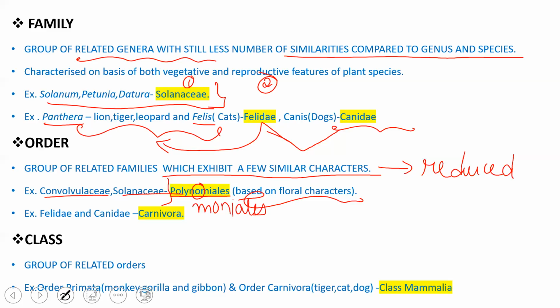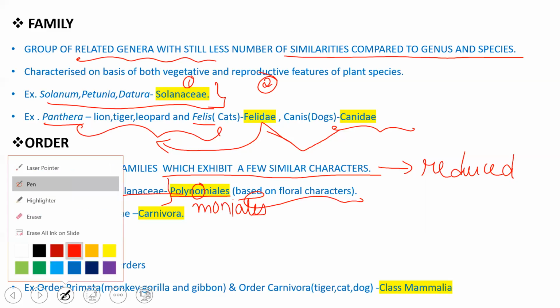So how are they classified? Based on the floral characters, the flower characters, they have been classified into the order Polymoniales. Polymoniales includes the families Convolvulaceae and Solanaceae. They are all similar in their floral characters. Maybe in appearance or morphological appearance, they look similar. Henceforth, they come under one single order.